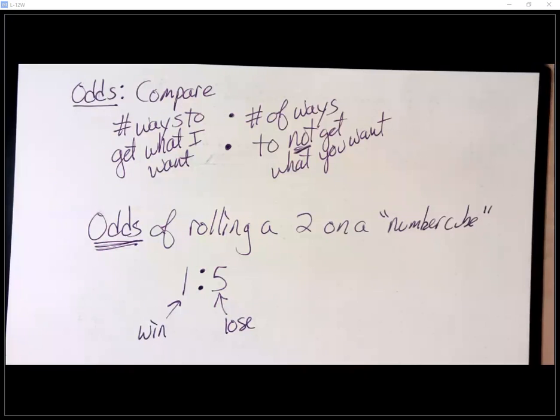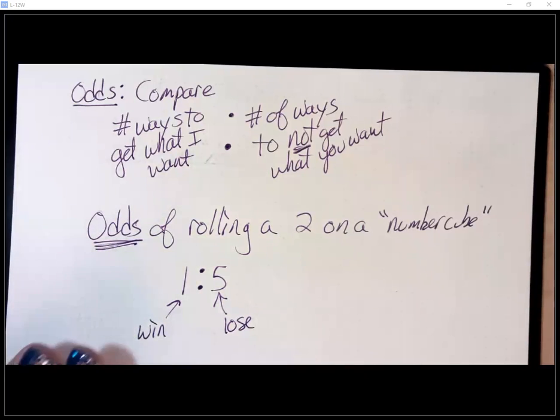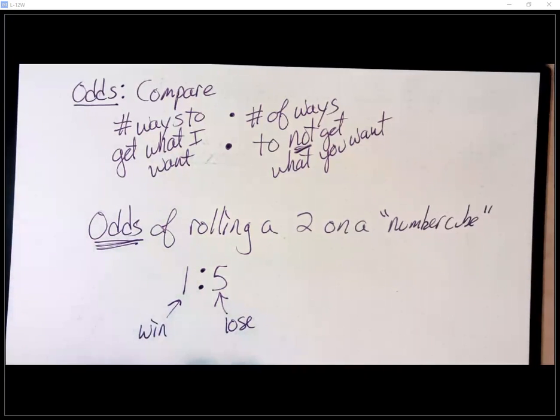Anyway, that's what odds are. You're comparing the number of ways to get what you want to the ways to not get what you want. So the two are very related, but with just that little change. All right, so you try this one. What would the odds be?